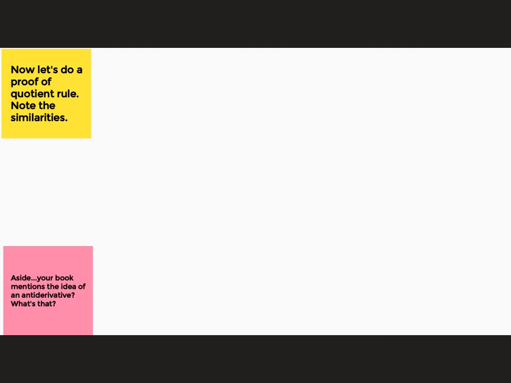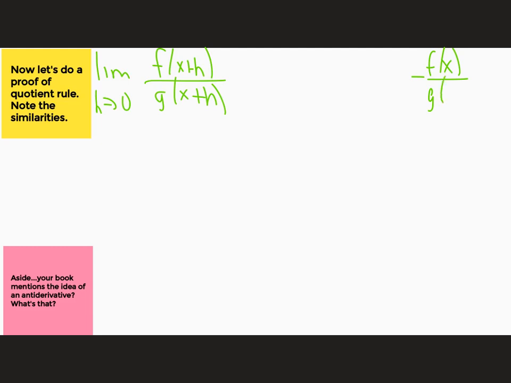Now, the quotient rule is very similar. So it's going to be set up much the same way. The limit as h goes to 0, f of x plus h over g of x plus h, minus f of x over g of x, all over h.